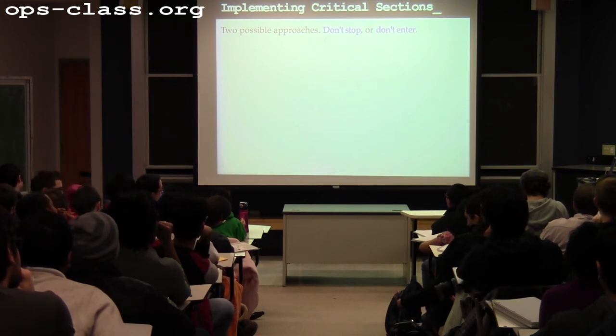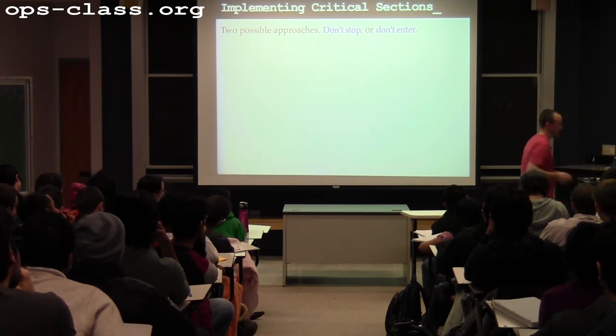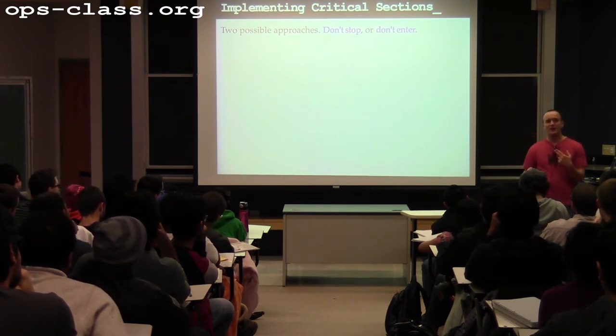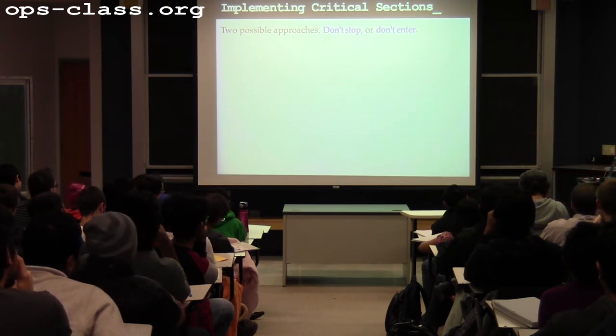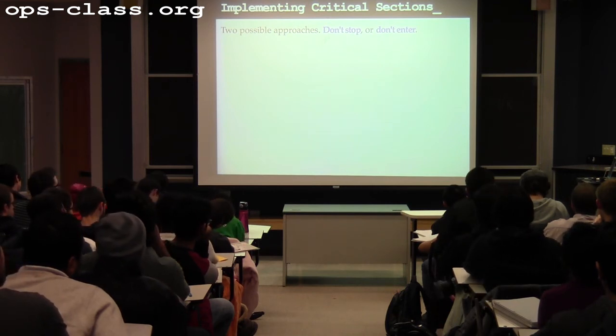Okay. And in general, when we start talking about how to implement these, there's two ways to sort of make sure that, yeah, you had a question. Can a thread context switch inside a critical section? Aha, yes, okay. So that would be, don't stop, right? So one way of creating a critical section is to make sure that threads don't stop executing inside of them, right?